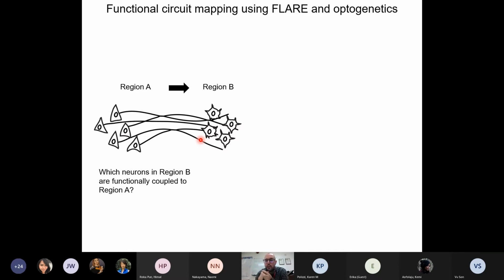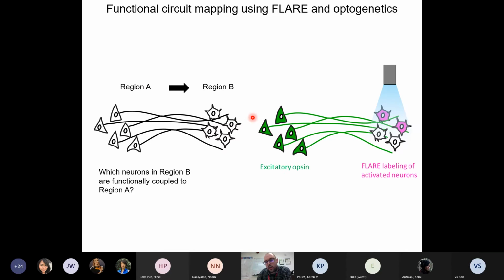So to solve that problem, what we did is to combine FLAIR with optogenetics. So the question here is to know which neurons are connected from region A to region B. So if we use the FLAIR technology, we can solve that. What we're going to do is to use excitatory opsins, and as I said in the introduction, opsins are transmembrane proteins that can activate or silence neurons. So here, in the glutamatergic neurons in the prefrontal cortex of the brain, we are going to express this channelrhodopsin that is sensitive to yellow light, therefore it is invisible to FLAIR, because FLAIR is sensitive to blue light for the LOV domain.